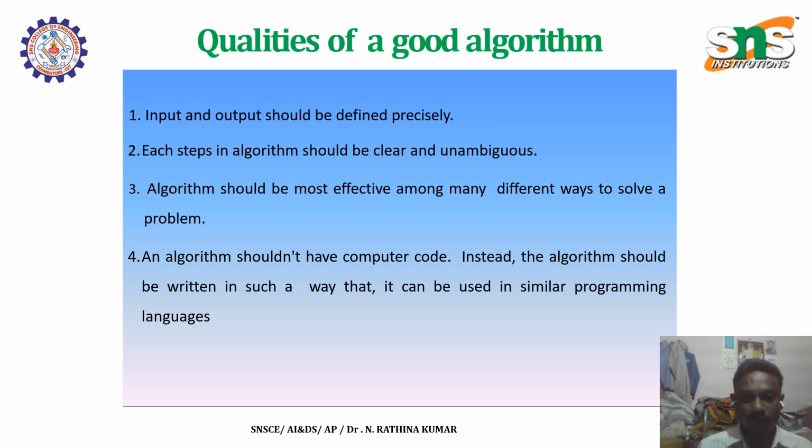The third important quality for any algorithm is that it should be the most effective among the many different ways to solve a problem. The fourth important one is that the algorithm should not have computer code. Instead, the algorithm should be written in such a way that it can be used in similar programming languages.